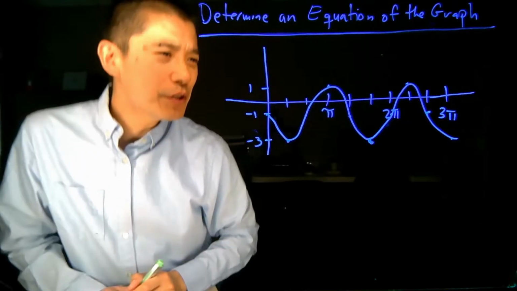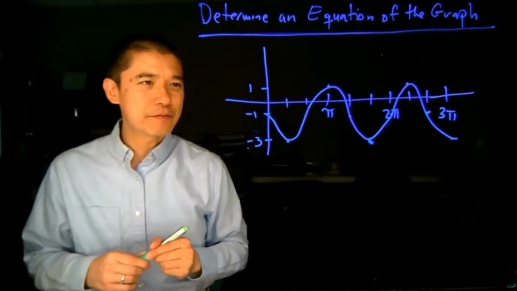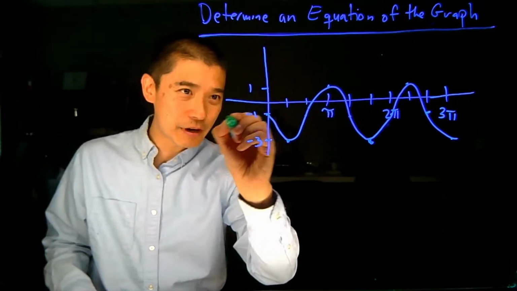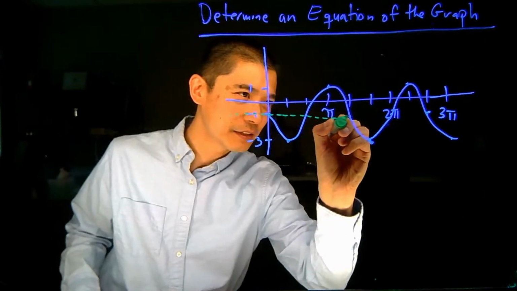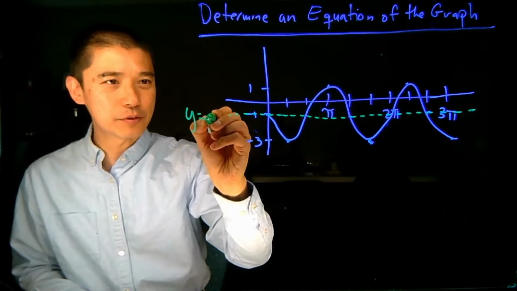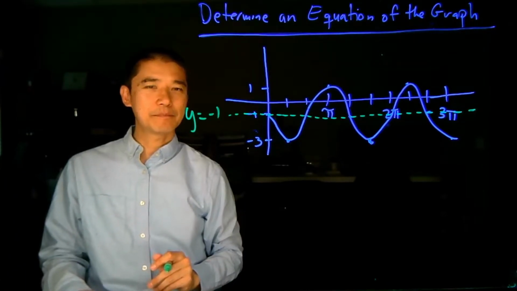All right, so what can we do? Well, the first thing we want to think about is to figure out where the midline is. Remember that was the first thing we saw from before. And if we look at this graph right here, you see the midline cuts right through there. So this is the line y equals -1. All right, so that's the first thing.